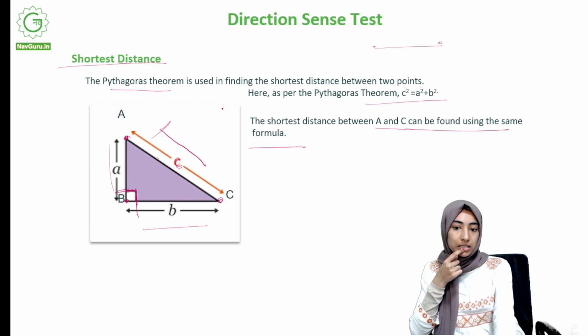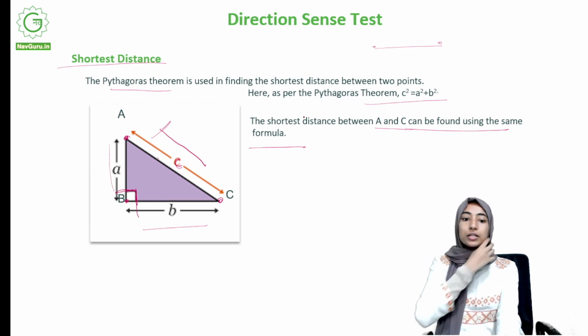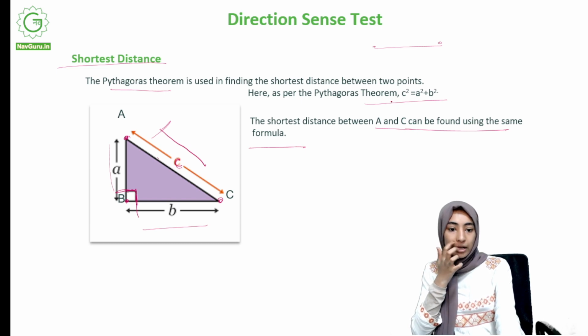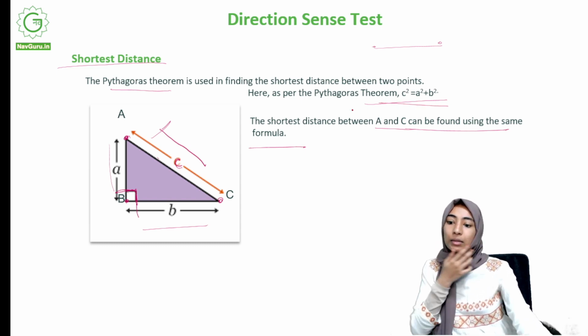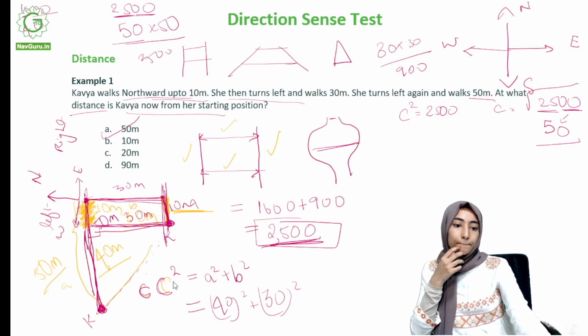Basically the shortest distance, the Pythagoras theorem. Okay, Pythagoras theorem, why do you use it? It is to find the shortest distance between the 2 points, and how you can use the Pythagoras theorem for that purpose. Okay, the shortest distance formula, just know that, and then also learn this.